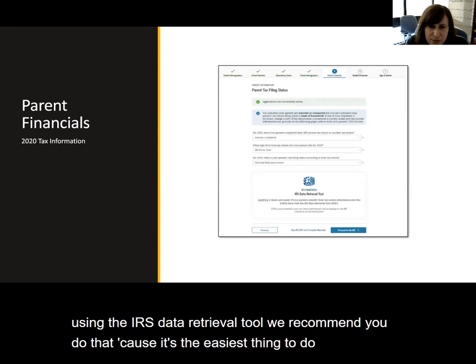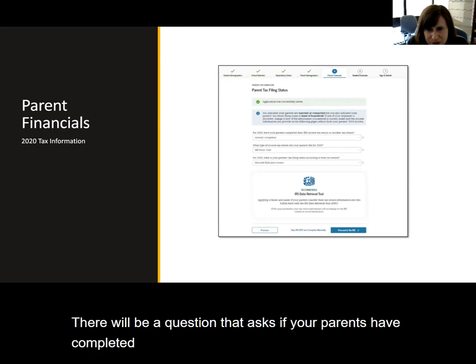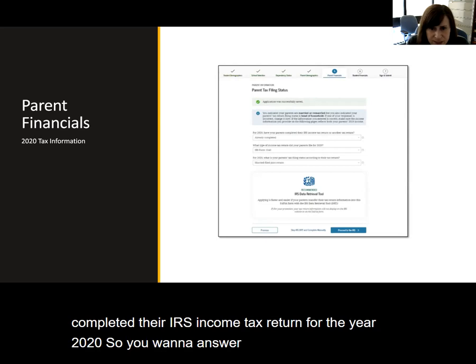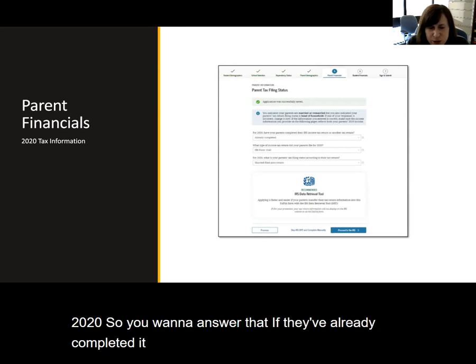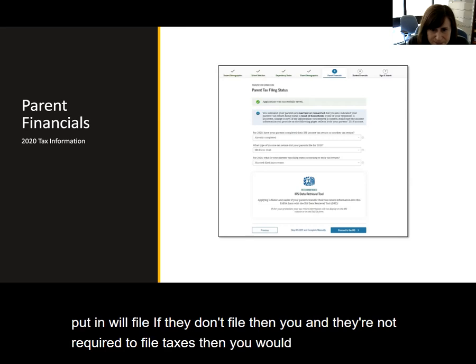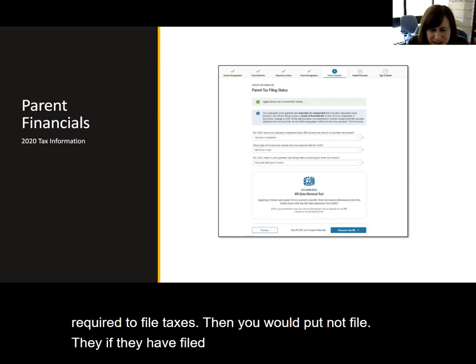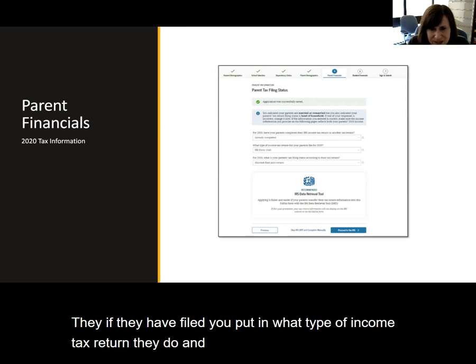So there will be a question that asks if your parents have completed their IRS income tax return for the year 2020. So you want to answer that. If they've already completed it, put that in. If they haven't yet, you would put in will file. If they don't file, and they're not required to file taxes, then you would put will not file. If they have filed, you put in what type of income tax return they do. And for most people now, this is an IRS Form 1040.